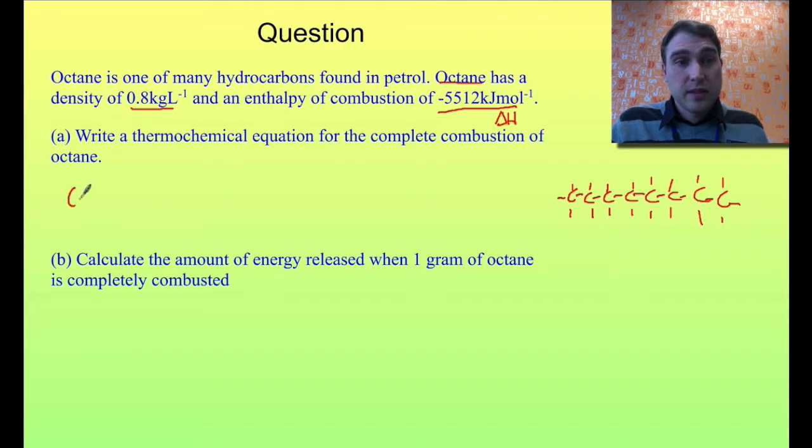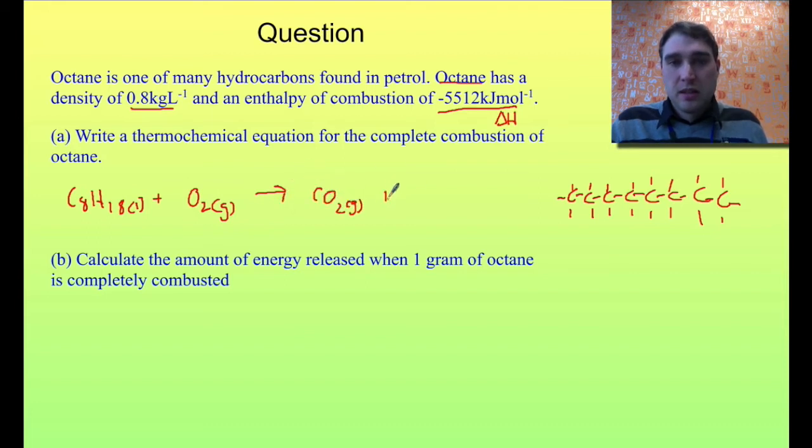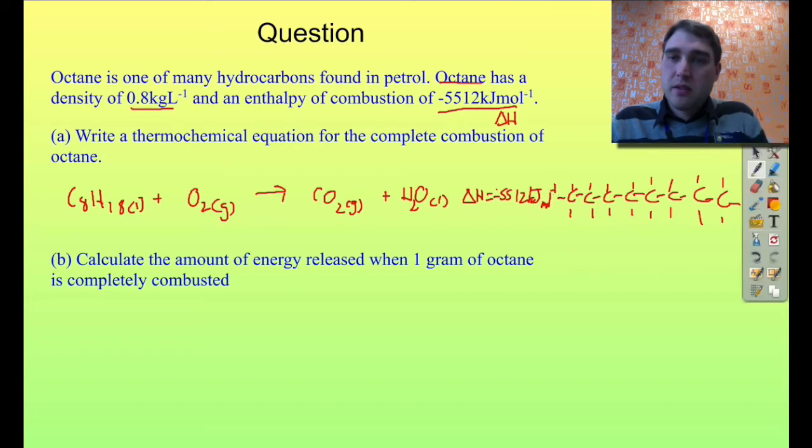C8H18. Now octane, it's a liquid. It's in petrol. Plus some oxygen gas. And goes to some carbon dioxide, which is a gas, and some water, which is a liquid, and my delta H value is minus 5,512 kilojoules per mole. Let's just get rid of this now.